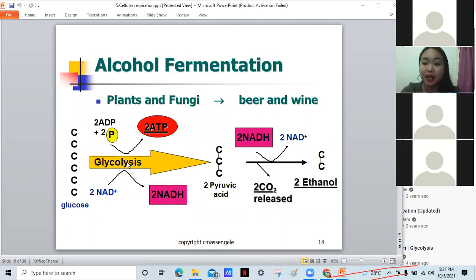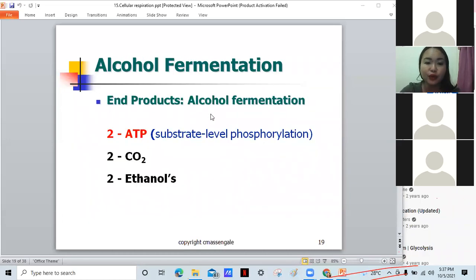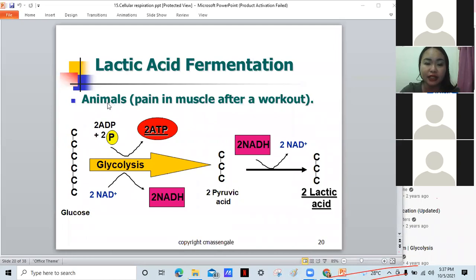But the other good thing about alcohol fermentation is that we can produce beer and wine, which is our favorite drink. So from glucose, without the presence of oxygen, you can produce 2 ethanol, using plants and fungi.